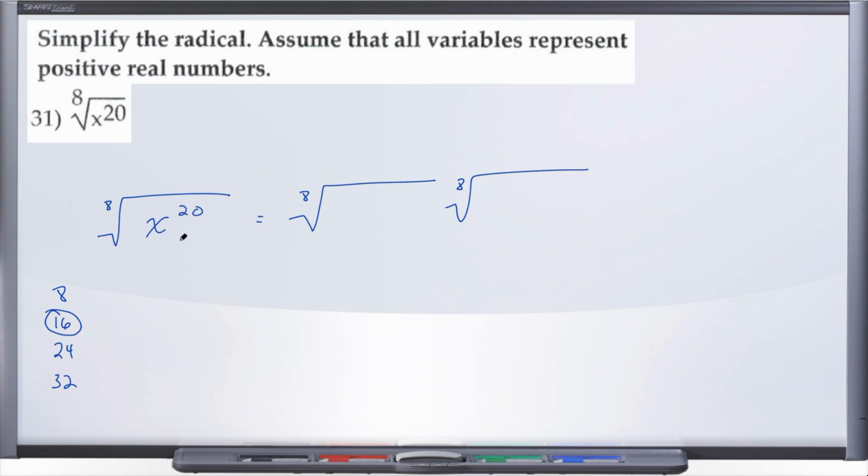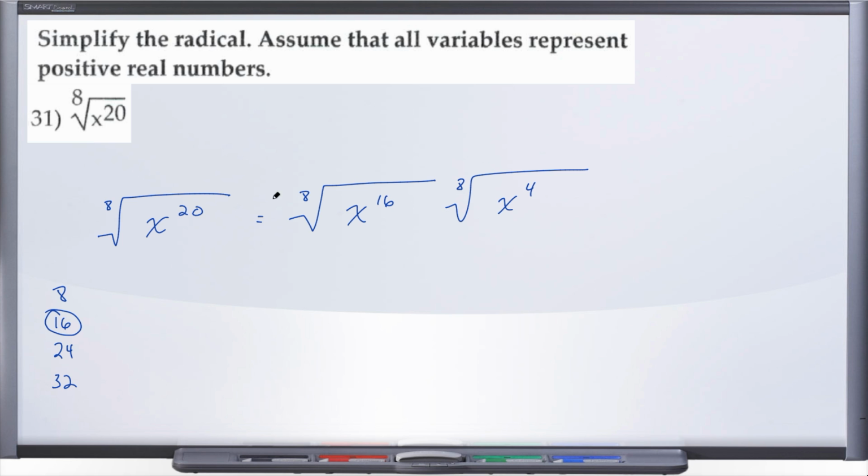So when we break x to the 20th up into good stuff, bad stuff, x to the 16 will be good, x to the 4th will be bad. And 16 plus 4 does in fact give us the 20, so we know we've broken this up properly. All right, so let's go ahead now and see if we can simplify.